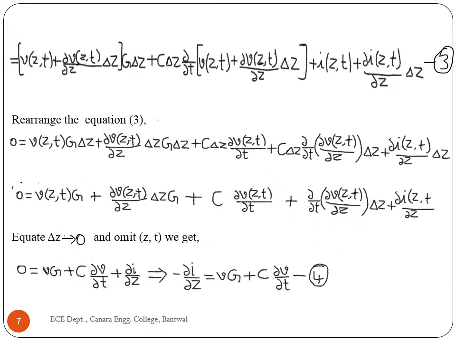From the previous slide, consider the third equation, that is I of z comma t equal to this equation, and rearrange equation 3. It will give us this equation, that is, when the I of z comma t and this I of z comma t cancel, and the outside-the-bracket term is multiplied with the inside terms, we will get this equation.